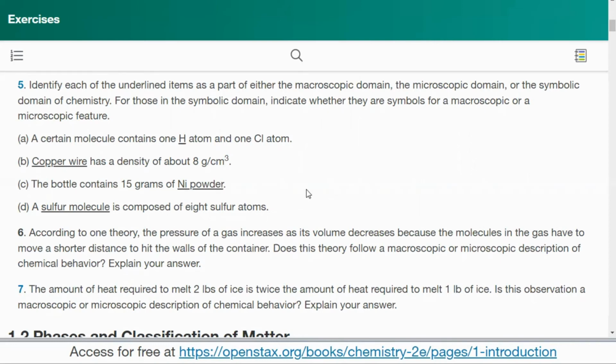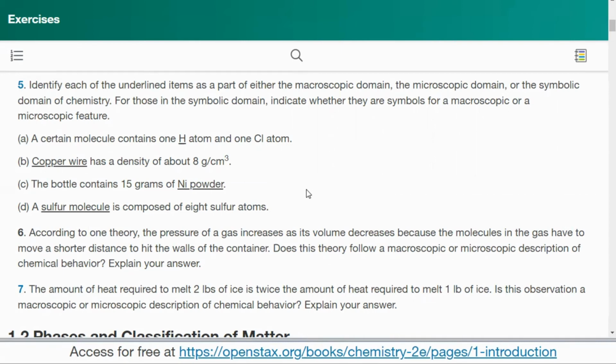And finally, D, a sulfur molecule is composed of 8 sulfur atoms. Now, they are not using the symbol for sulfur, which is S, but they are going into the microscopic domain. So I'll call this a microscopic domain, but not symbolic. Let's look at the answer key. D is microscopic, so I got that right.